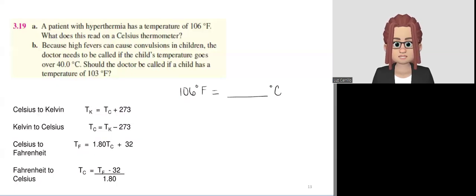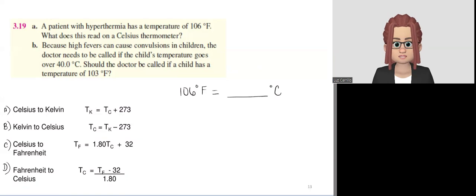We can see that there's 4 equations here. I'm now going to write letters to distinguish them. So let's say that this is equation A, this is equation B, this is equation C, and this is equation D. Take a moment and define which out of these 4 equations is the one that we need in order to do this conversion. For this problem, we need to use this equation, the one that will allow us to go from Fahrenheit to Celsius.